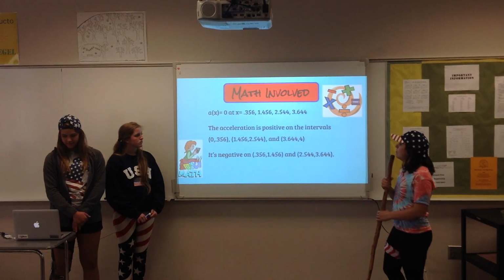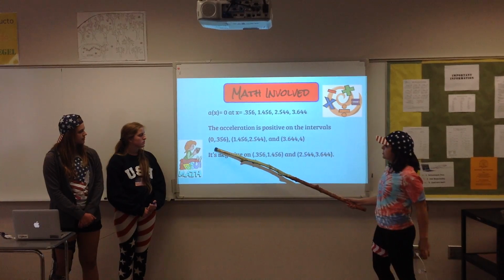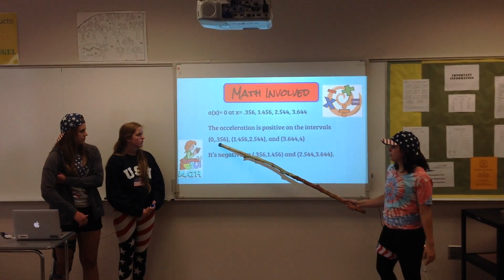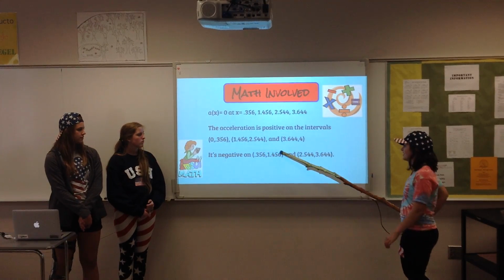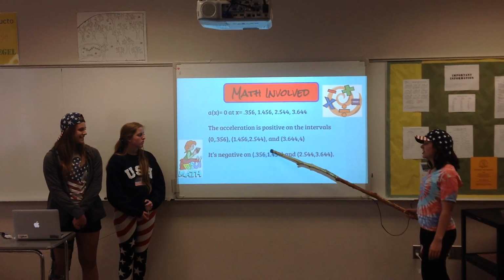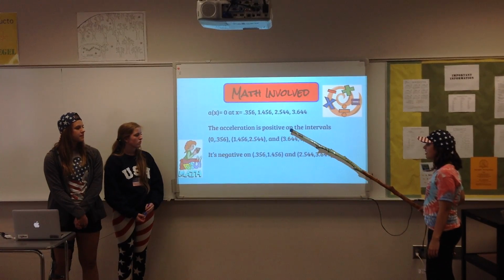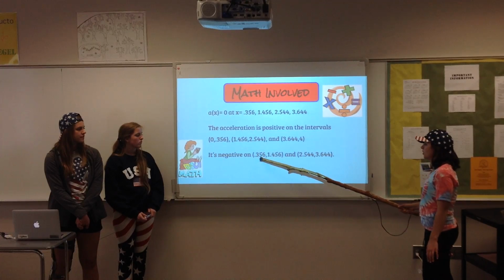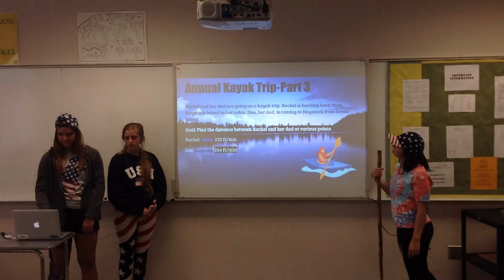Some of the math involved is we looked at where the acceleration is positive, which is on these three intervals, from 0 to 0.356, 1.456 to 2.54, just these intervals. And then it's negative on these, so we know that on this one there are going to be more people coming at a faster rate, and on this one the rate is going to be going down. So we need to worry less about refilling lemonade.